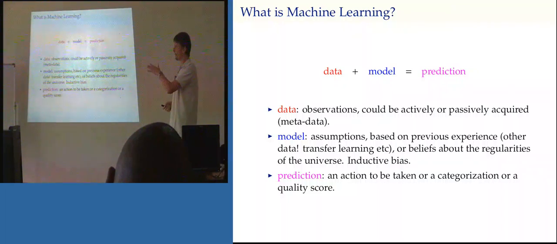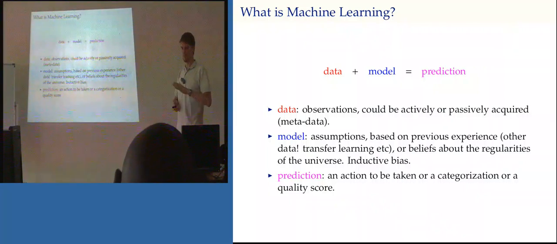But those are the sort of 3 components. We want to make predictions. We can't do it on data alone. That's my claim. You're always modeling if you're going to make predictions.